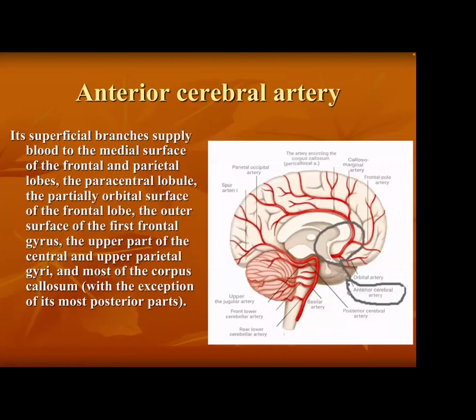Anterior cerebral artery. Its superficial branch supplies blood to the medial surface of the frontal and parietal lobes: the paracentral lobule, the partially orbital surface of the frontal lobe, the outer surface of the first frontal gyrus, the upper part of the central and upper parietal gyri, and most of the corpus callosum, with the exception of its most posterior part.